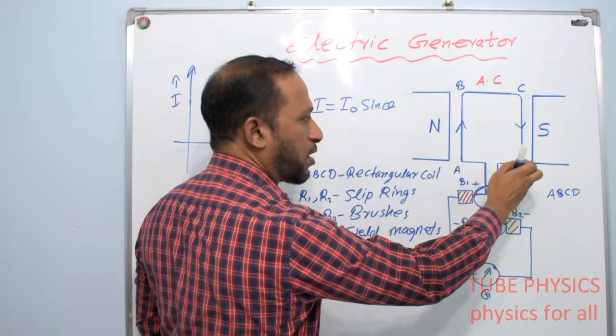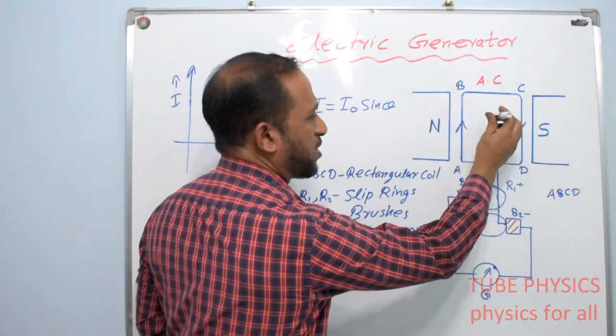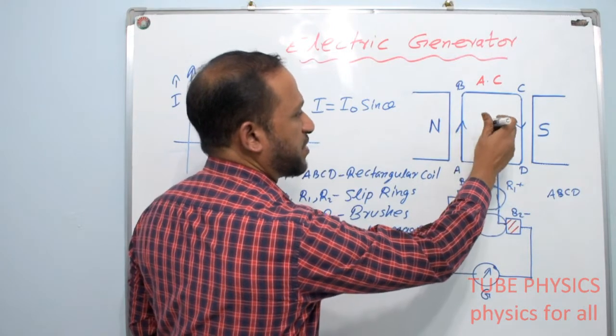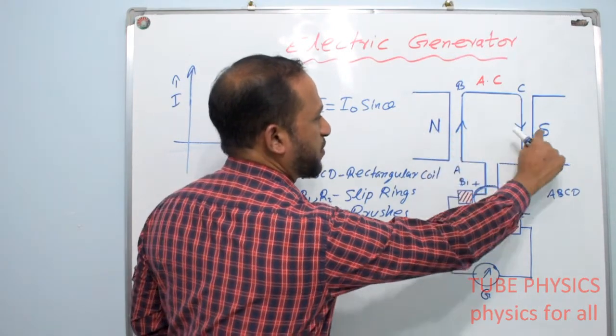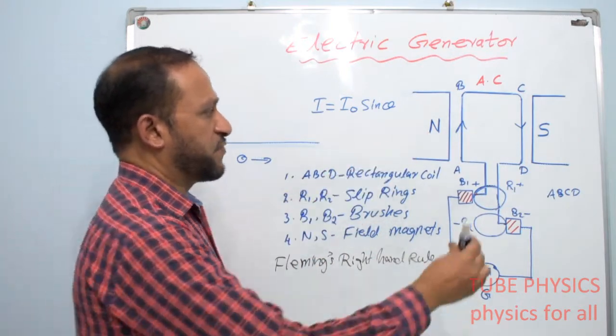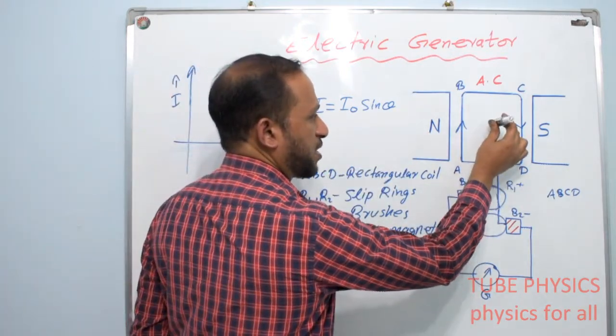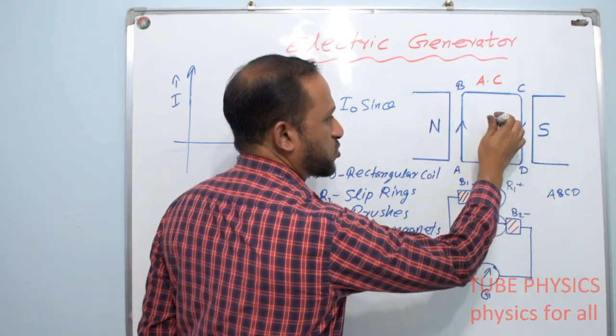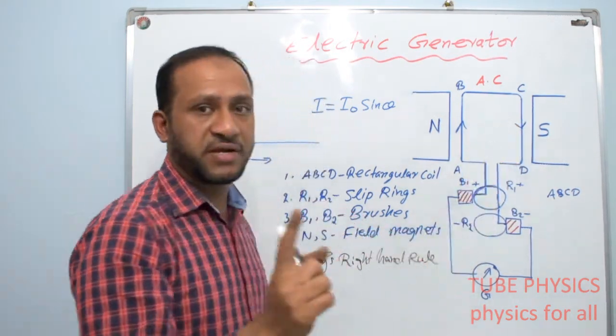ABCD is the rectangular coil. If I draw a normal to the plane of the coil like this, the angle between that normal and this direction of magnetic field from north to south is theta. Right now in this diagram, if I draw a normal to ABCD, that is this pen, and the direction of magnetic field is north to south, so the angle right now is 90 degrees.